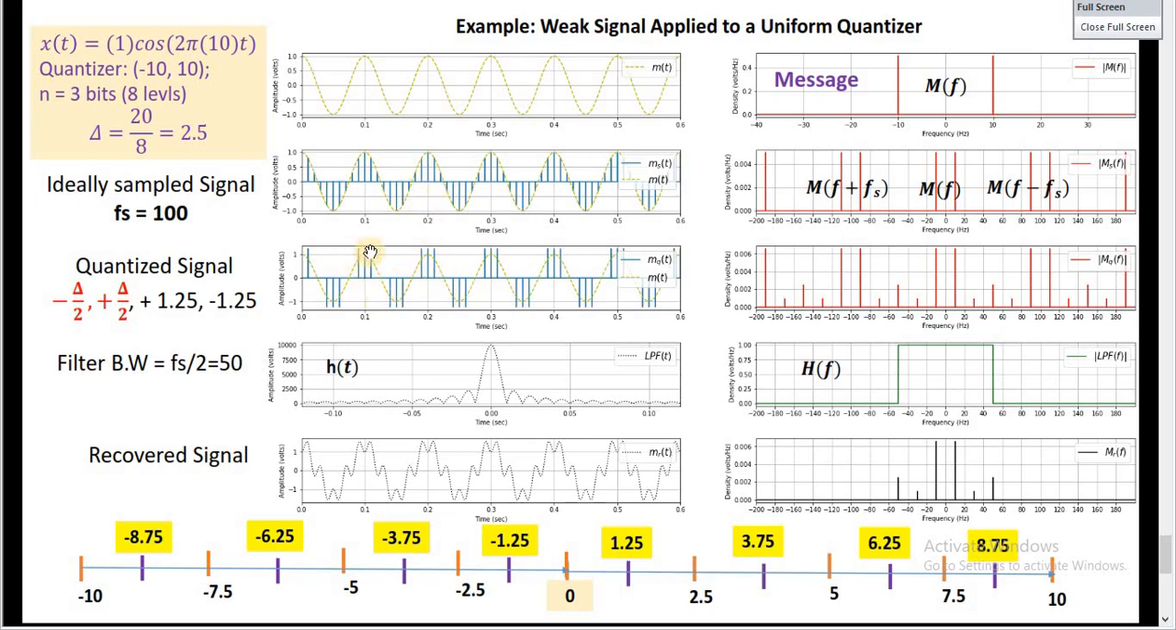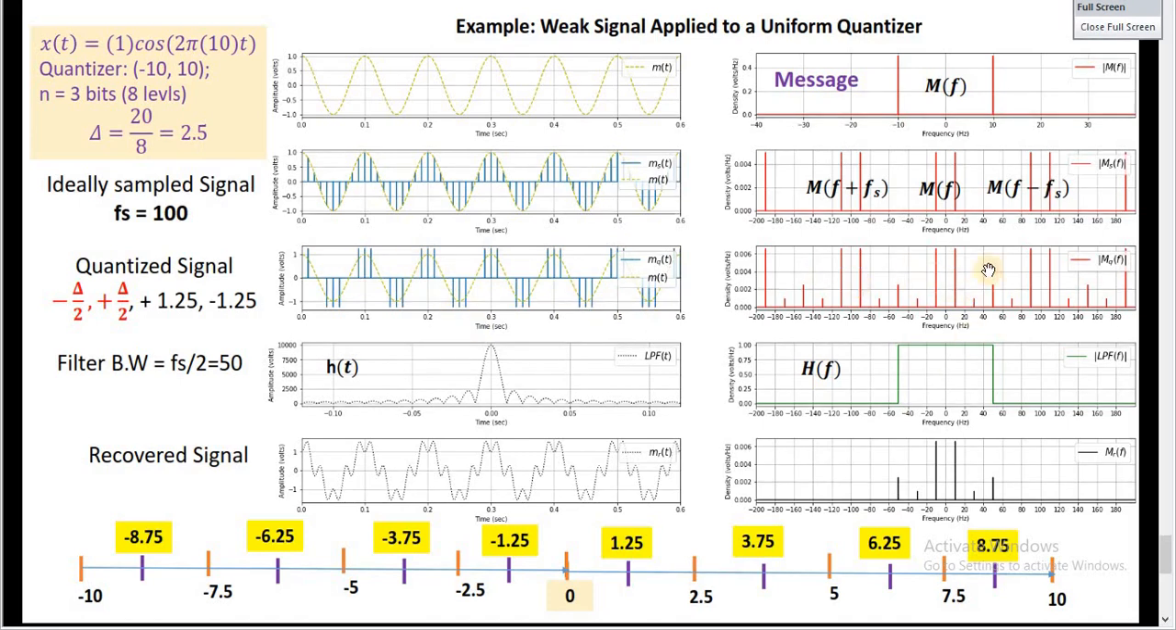As we can see, there are just two quantization levels that this signal can take on. It can take on either 1.25 or minus 1.25. These are the output values of the quantizer.